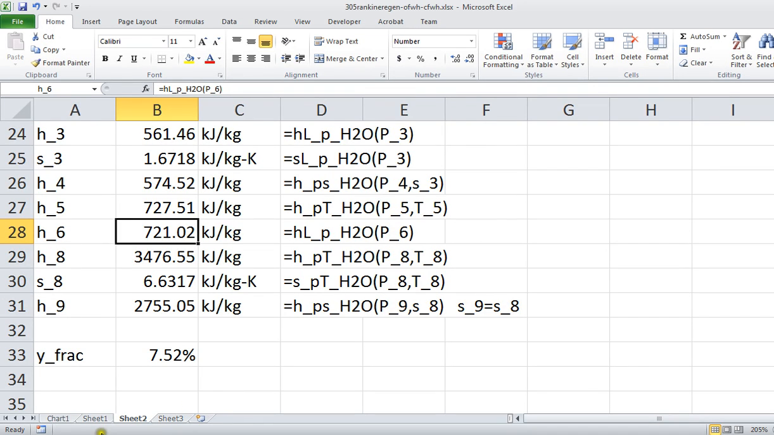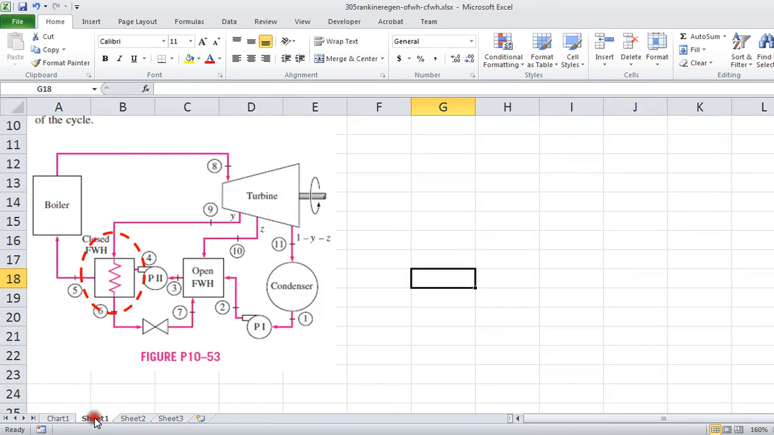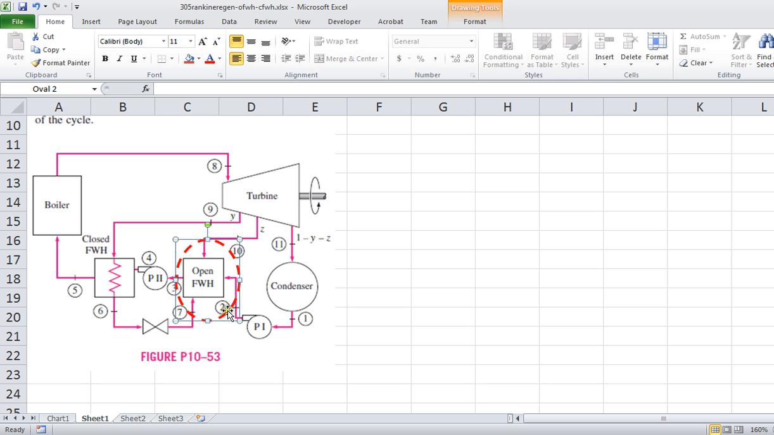Okay, hope you're back, and we can continue on to the next step of this problem. Now that we've solved this closed feedwater heater, we know this fraction Y that's extracted from the turbine, that is just enough to heat this feedwater to the saturation temperature of the feedwater. We've got that fraction Y known. Now we need to move our control volume over to this open feedwater heater and write a balance equation for it in order to determine the fraction Z that must flow into here.